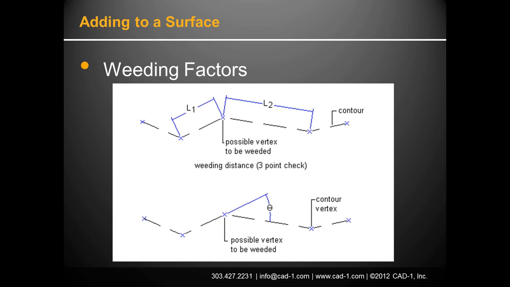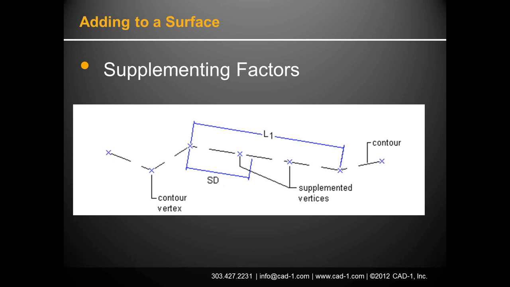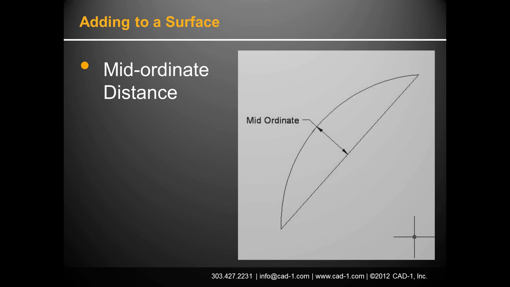Maybe I've got a very dense contour right next to a very sparse contour. So I've got really dense data next to really sparse data. So I'd weed the dense data and I'd supplement the sparse data to try to get more of a homogeneous density on the surface data. And the mid-ordinate distance, well, you always have to specify mid-ordinate distance anytime you add data to a surface, because if it has curves, it has to know how to approximate that curve with straight line segments.